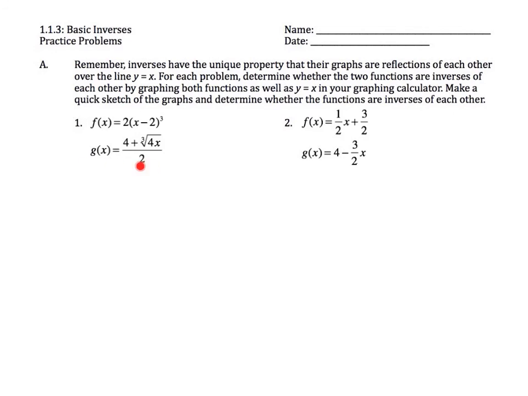So for example, in this function, the numerator has two terms, so when you enter it in, we need to do parentheses 4 plus the cube root of 4x, close the parentheses, divided by 2. If the denominator included multiple terms, you'd have to do that for the denominator as well.